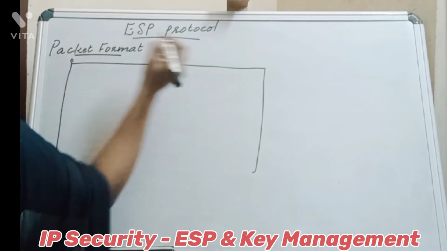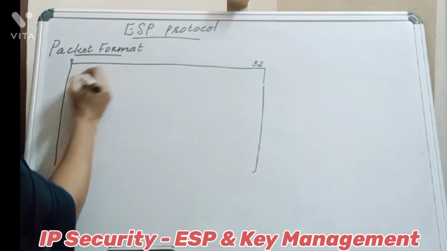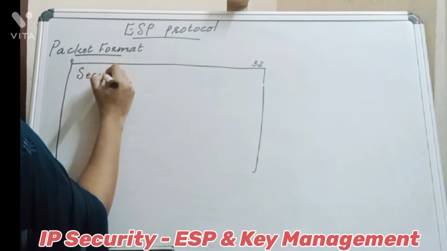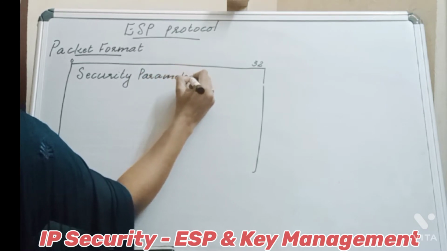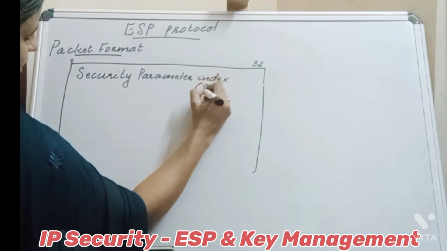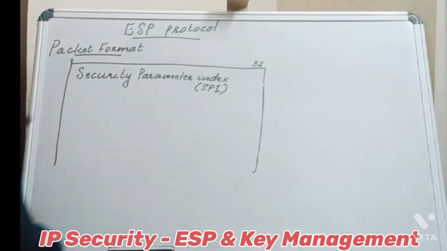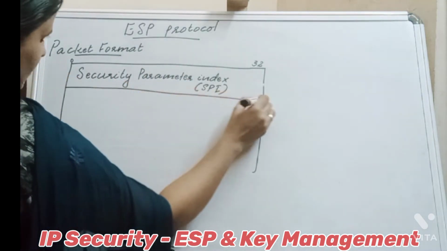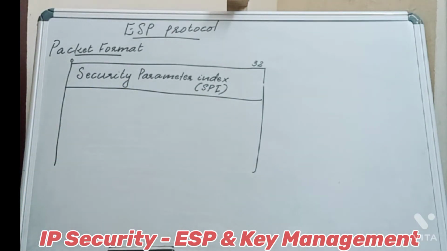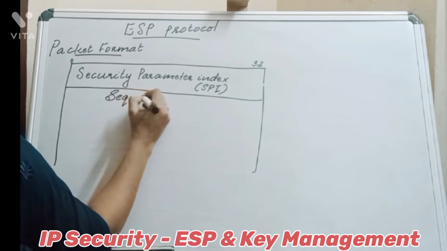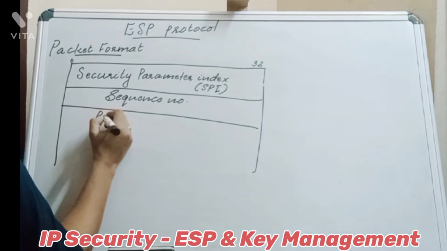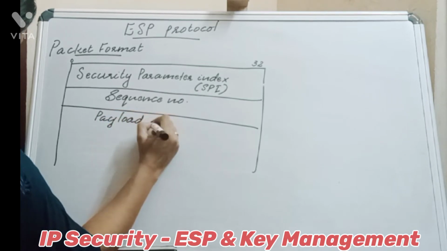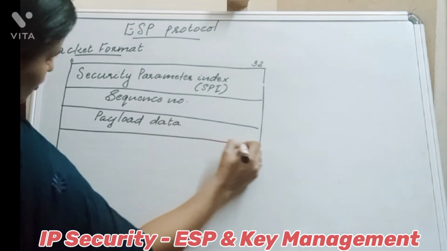The packet size is 32 bits wide. The first field is the Security Parameter Index, called SPI. The Security Parameter Index is used to identify a security association. The next field is the sequence number. Then the payload data, the actual data to be transmitted.